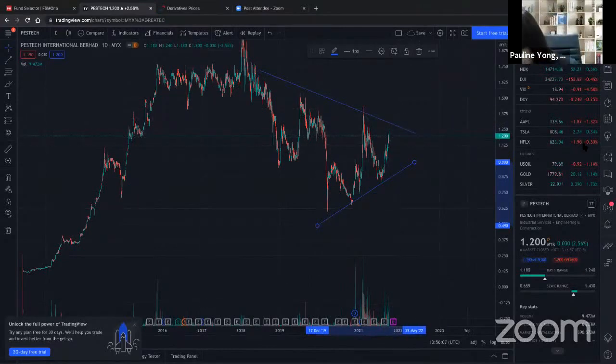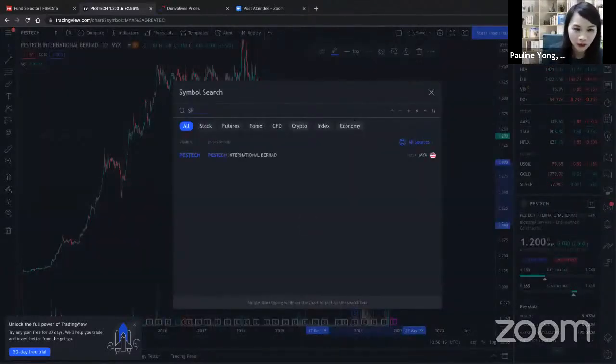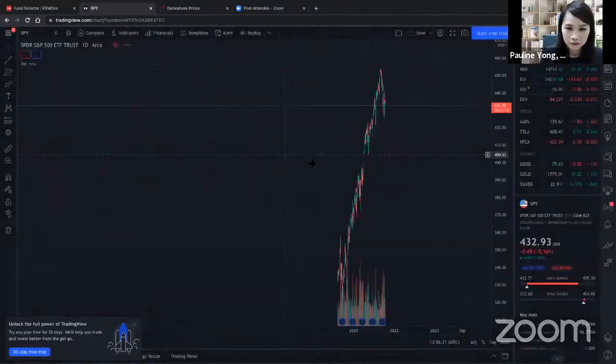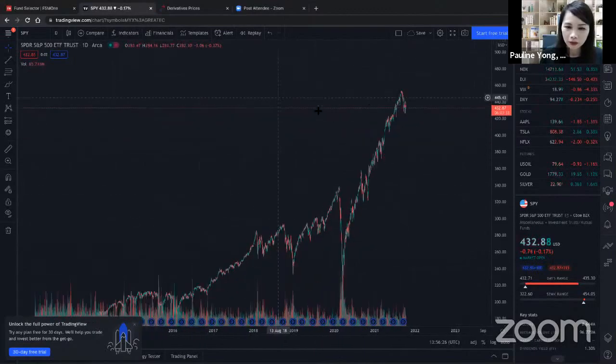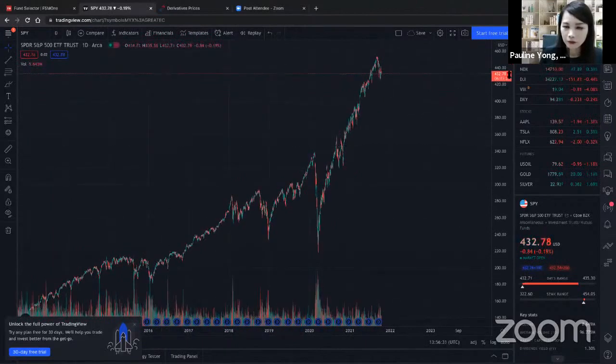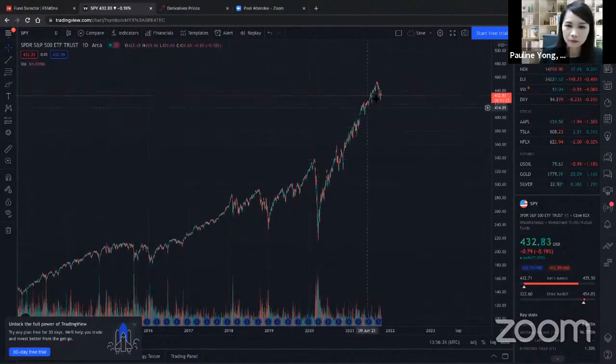Oh, so many here. S&P 500, SPY. Okay, SPY. If you can see, the chart itself is very steep over here, and their correction is very shallow. Every time there's a correction, it is very shallow. So this makes the counting of the wave a bit challenging.